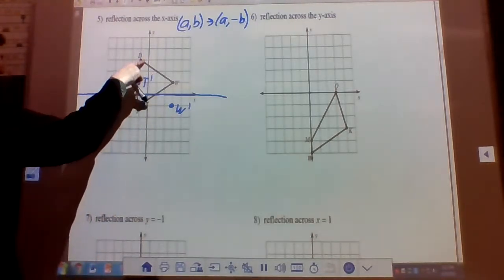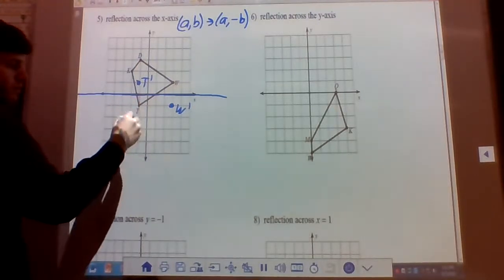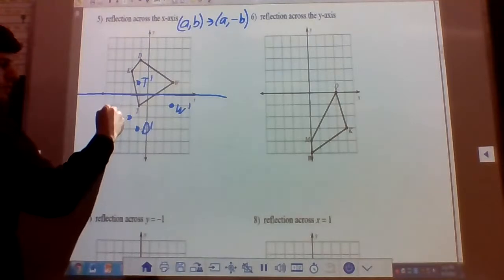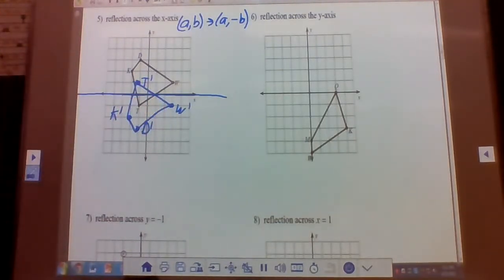D is 3 above, so D prime is 3 below. Okay, and then K is 2 above, so K prime is 2 below. So there's our reflection. Again, if we can't do it this way, we can write out our points.